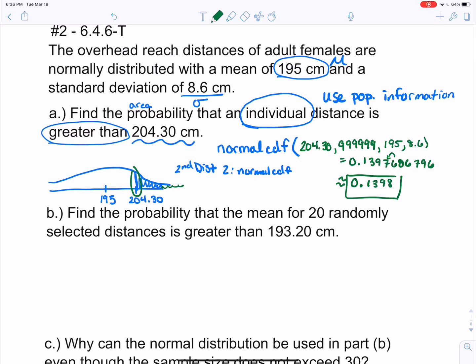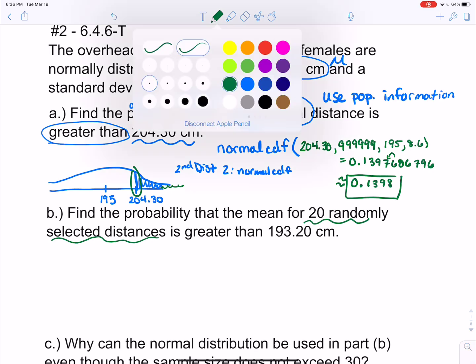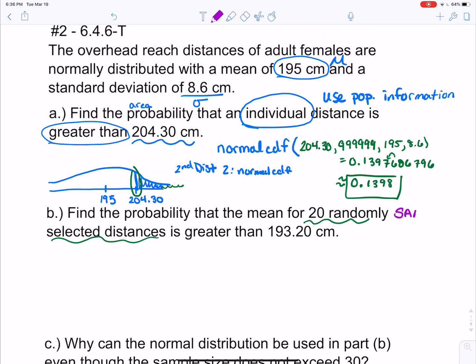If we look at part B, they're asking us to find the probability that the mean for 20 randomly selected distances is greater than 193.20 centimeters. So for this one, we're looking at a sample. Because it's a sample, we want to use the central limit theorem that we learned about in this section. Remember, to use the central limit theorem, we either need a sample size that's greater than 30, which we do not have. We have a sample size equal to 20, or we need the population distribution to be normally distributed. And we do have that here. They told us in the original problem that it's normally distributed. So we can use the central limit theorem.